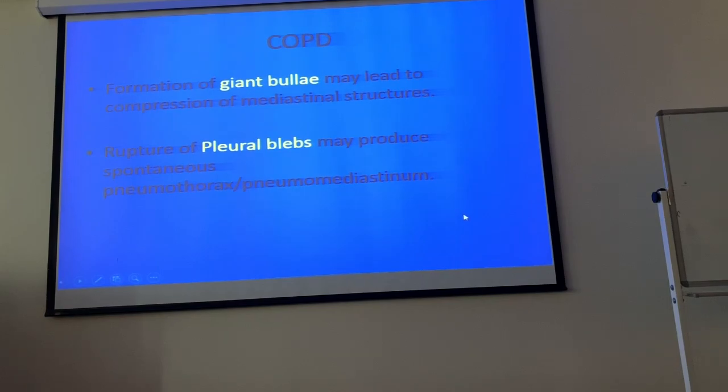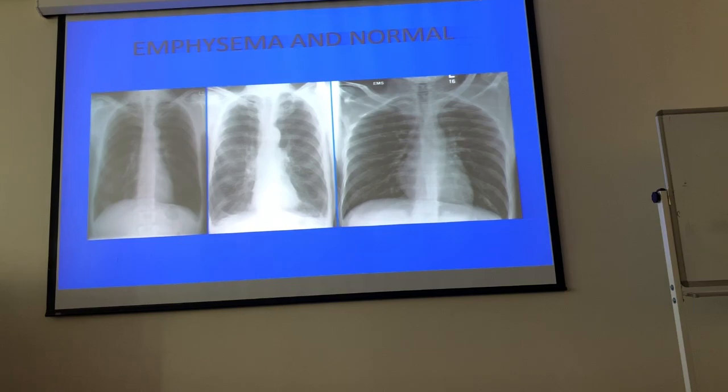Now, a giant bulla may lead to compression of the mediastinal structures, because there is air in it and it is like a balloon, so it can compress the structures. Rupture of the pleural bulla may produce spontaneous pneumothorax or pneumomediastinum. Usually it causes pneumomediastinum. We will see that in a short while, and I've already told you.